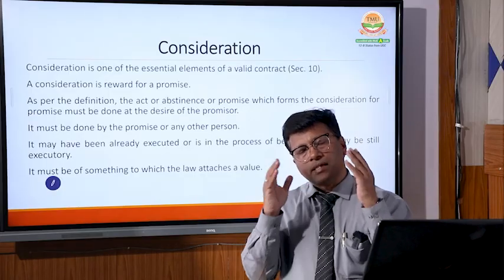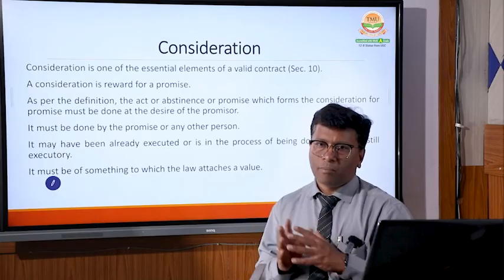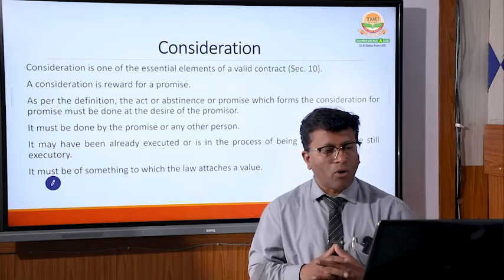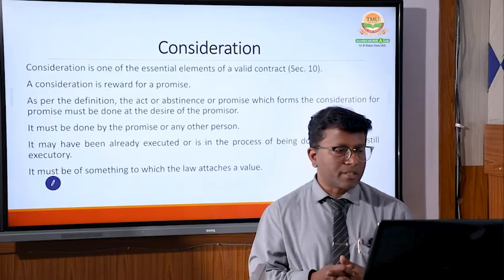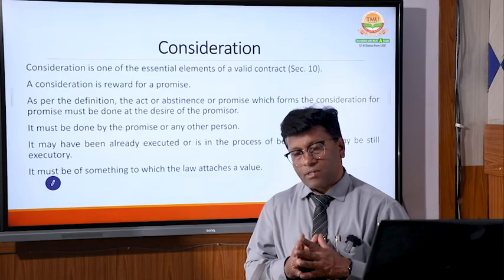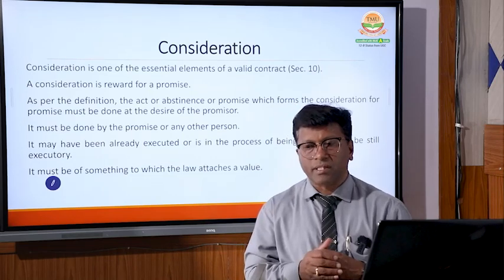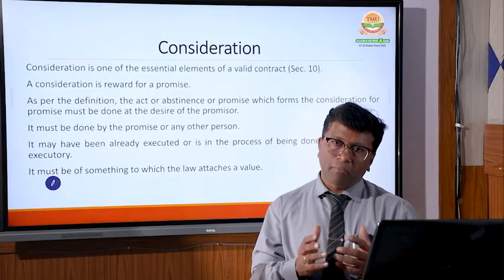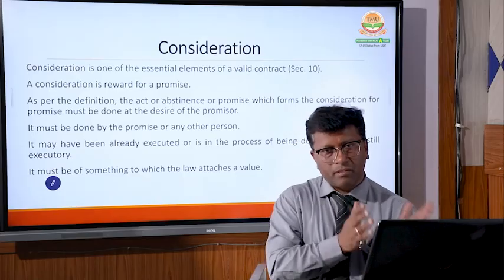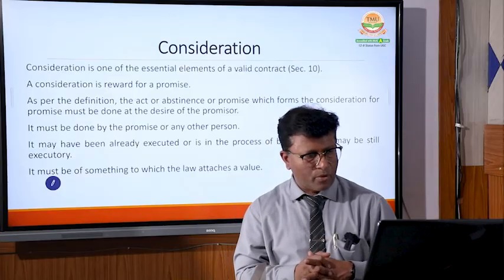So we can say that a third party can also meet the obligation on behalf of the promisee. It may have been already executed, or be in the process of being done, or may still be executory. So it is also important to have a sense of consideration in terms of present, past and future, because consideration may be in the present, past or future. What is the meaning of past, present, executory or executed? Further I will be discussing it.